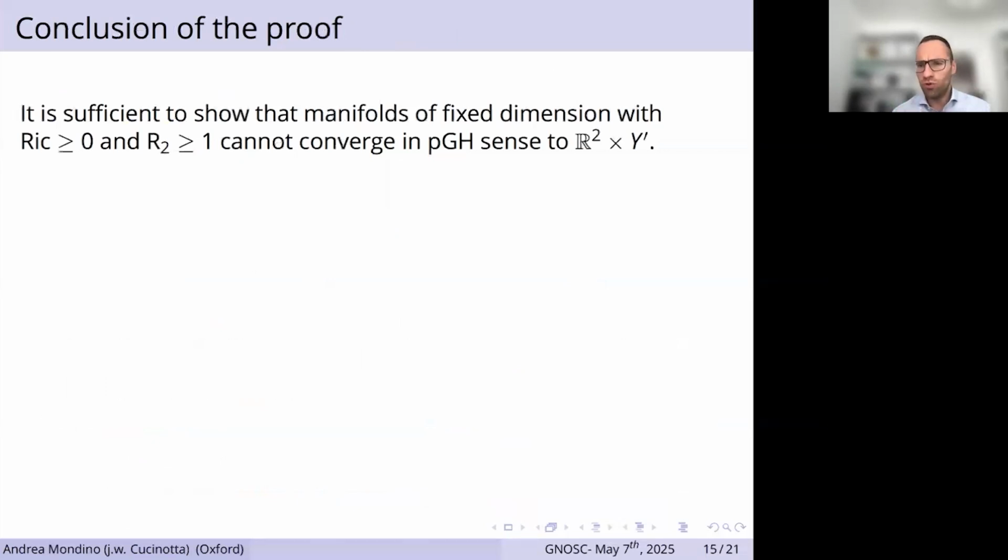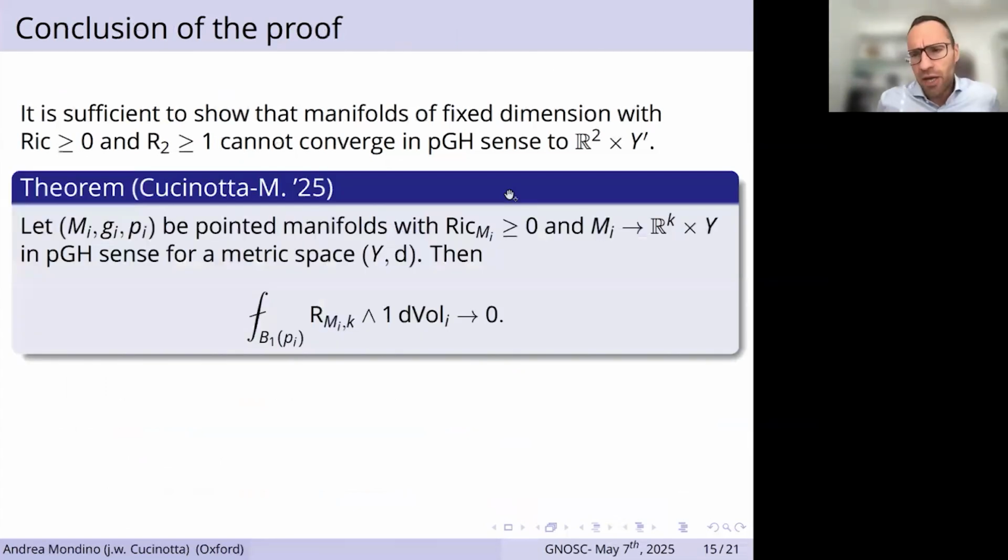Okay, so now to conclude the proof, it's enough to show that the curvature assumption, the fact that the Ricci is non-negative and that R2 is bigger or equal than 1, prevents convergence to a metric space which splits off two Euclidean factors. And how do we prove that? We prove that by showing a kind of continuity of the integral of the sum of the smallest two eigenvalues of the Ricci under Gromov convergence.